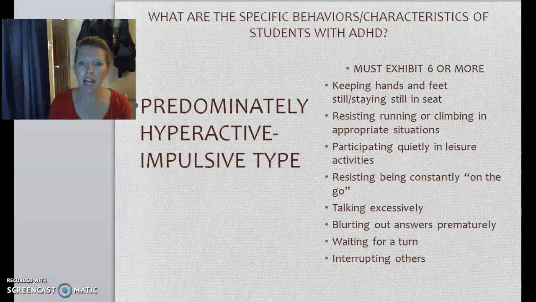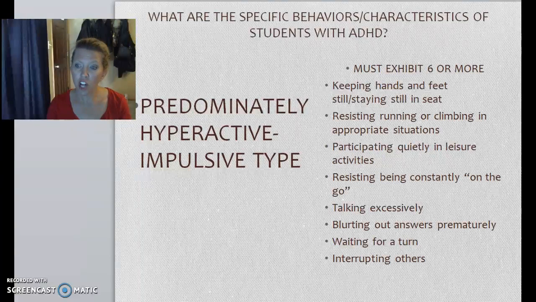Then we move on to predominantly hyperactive and impulsive types. These are the kids in your classroom that have problems keeping their hands and their feet still, resisting. They like to run and climb. You're constantly having to remind them. They have a hard time during quiet and leisure activities. They seem to be always on the go.